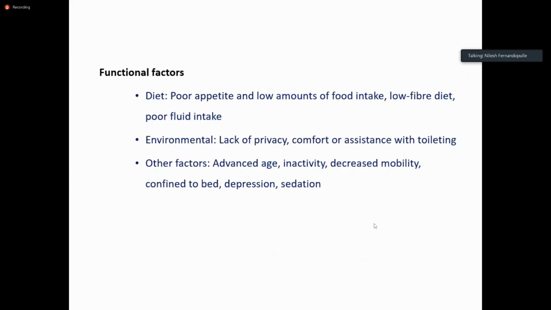What are the functional causes? Diet, things like poor appetite, or if the patient is taking a low fiber diet, maybe poor intake. Environmental causes, like lack of privacy or comfort, or the patient has no proper toileting facilities, so the patient is not going to the toilet because of that. In the advanced stage, the patient is maybe immobile, so he can't go to the toilet, so he's just holding his stools and waiting. Depression, or the patient might be sedated. So there are lots of other reasons a patient might be constipated. Always think about reasons other than the organic causes which might be contributing to constipation, especially when you're dealing with palliative care and old age people.